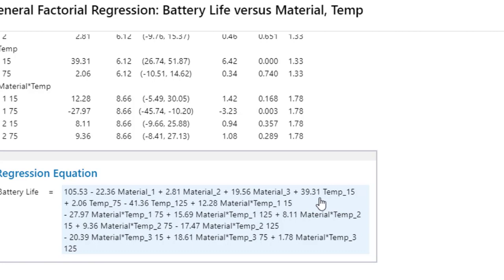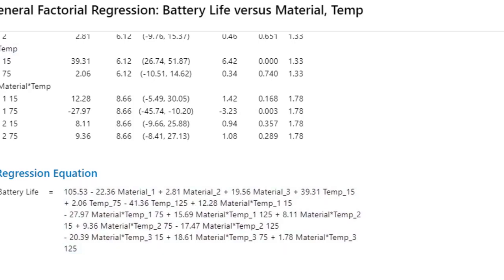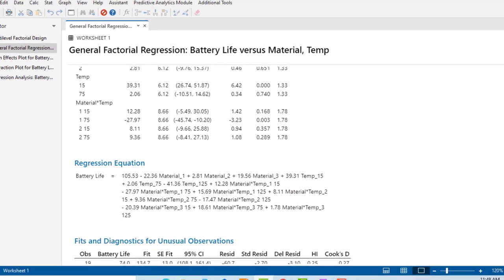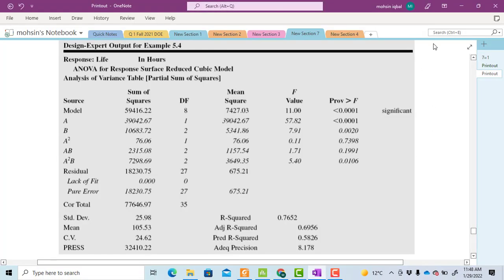Same is the case for each and every coefficient associated with the material levels, temperature levels, and the interaction of material and temperature levels. A detailed regression equation has been provided in the general full factorial design. So that was all about the regression analysis equation.